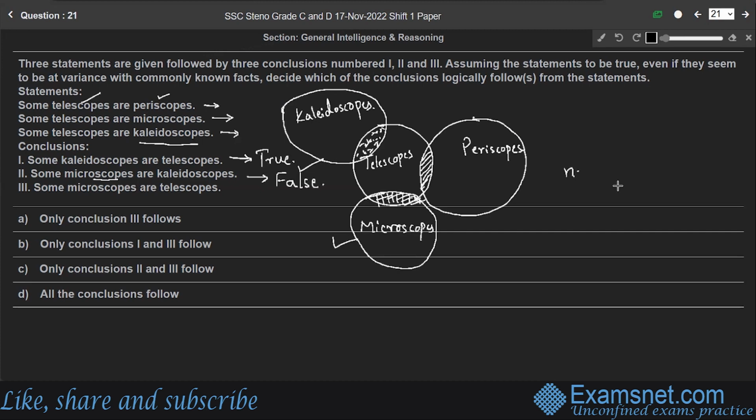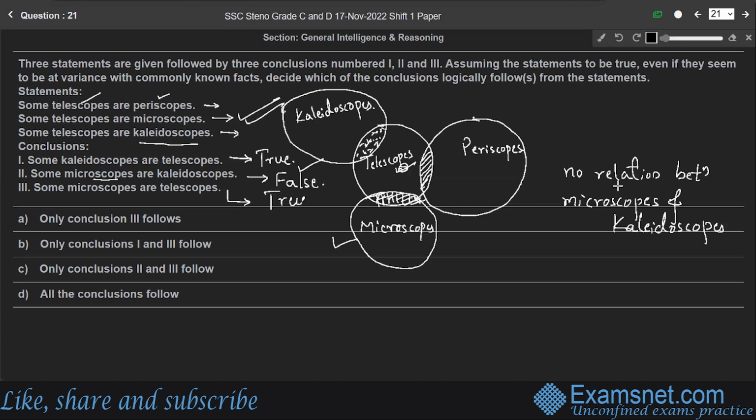The reason is there is no relation between set of microscopes and kaleidoscopes. Therefore, second conclusion is false. And the third one is some microscopes are telescopes. So the portion of microscope is a portion of telescopes also. So from the second statement, the third conclusion is vice versa of second statement. Therefore, which is true. Some portion of microscope is a portion of telescope also. Therefore, third conclusion follows.